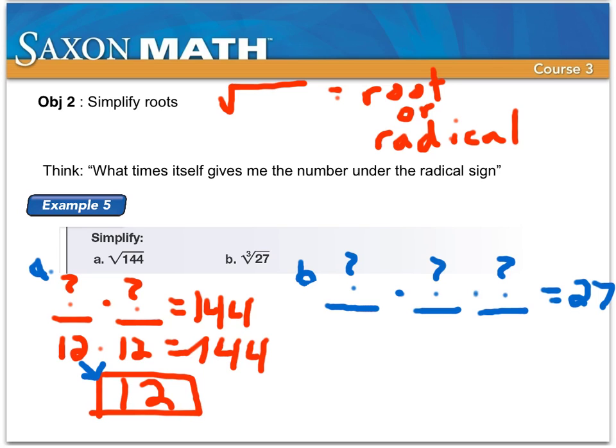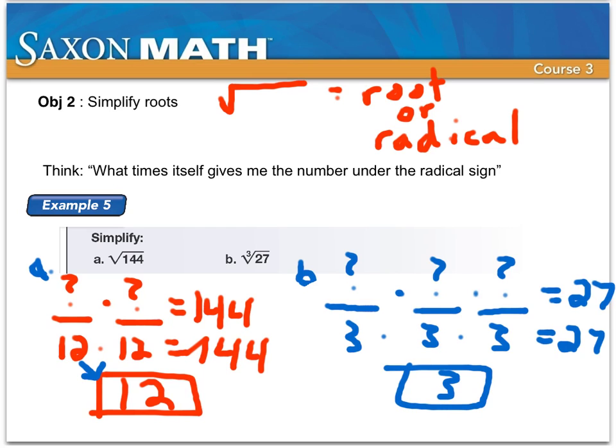Now this is a little mental math. If you're not sure, you can guess and check with some low numbers. If I put 1 in here, 1 times 1 times 1 is not 27. If I put 2 in here, 2 times 2 is 4, 4 times 2 is 8, that's not 27. So what if we tried 3? 3 times 3 is 9, and 9 times 3 is 27. So our answer, the cube root of 27, is 3, because 3 times itself 3 times gives me 27. We had to know that we multiplied it 3 times because of this little number 3 right here.